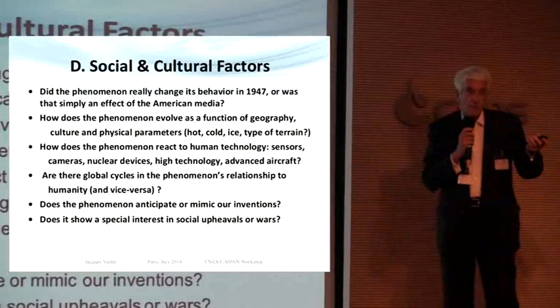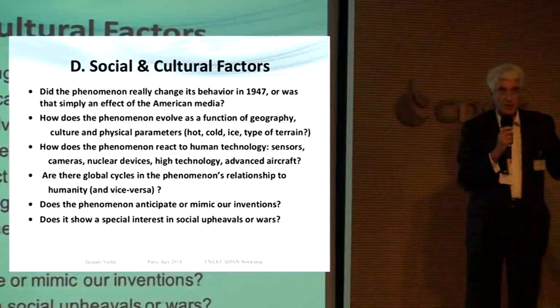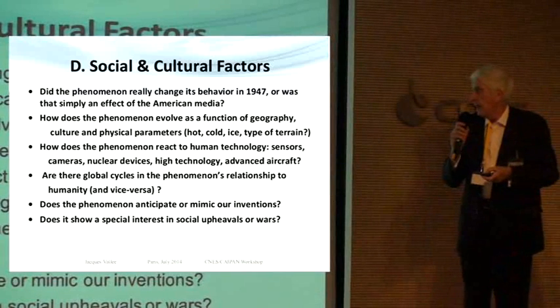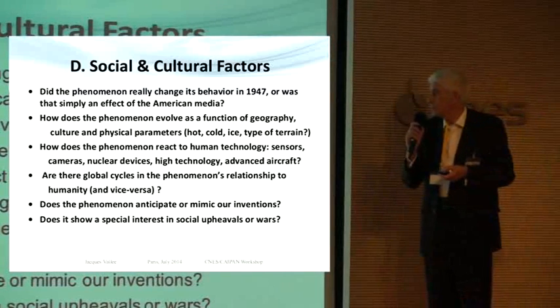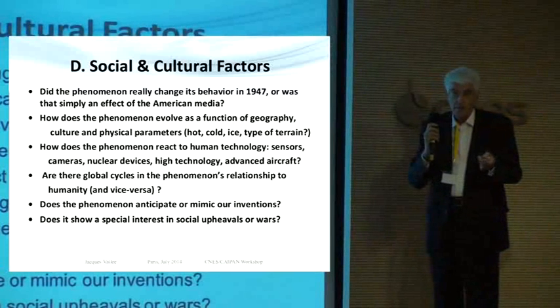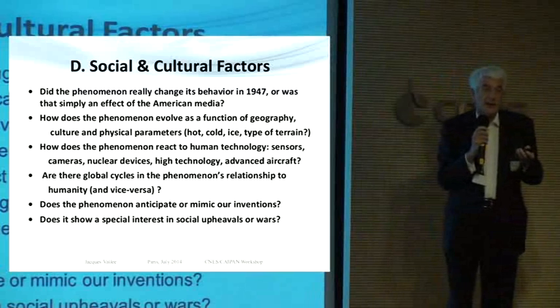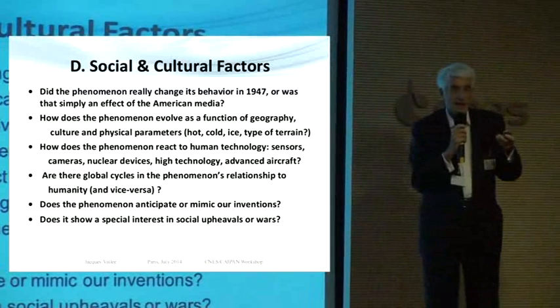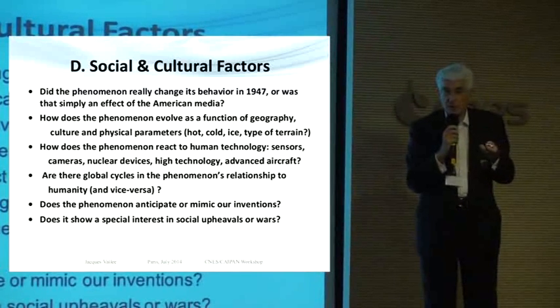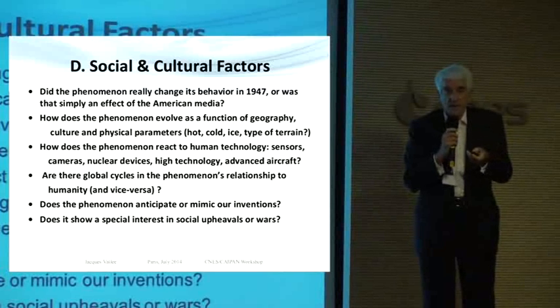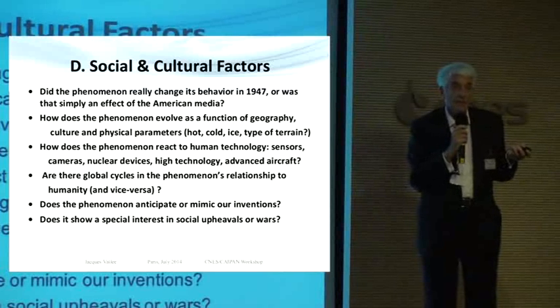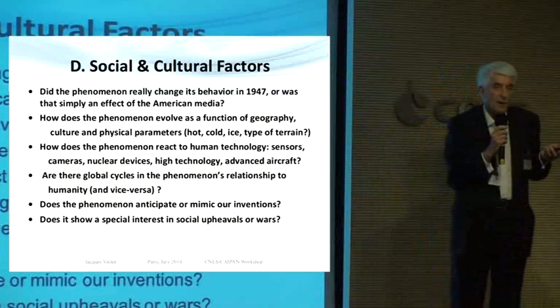Can we look at other parts of the world and see if there was a change? How does the phenomenon evolve as a function of geography, culture, physical parameters? If you go to India and you talk to people about strange things in the sky and strange lights and strange creatures coming out of it, they've been talking about that for the last 2,000 years. I mean, what else is new?